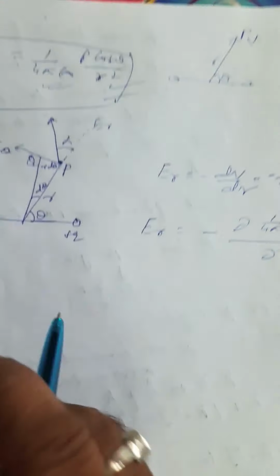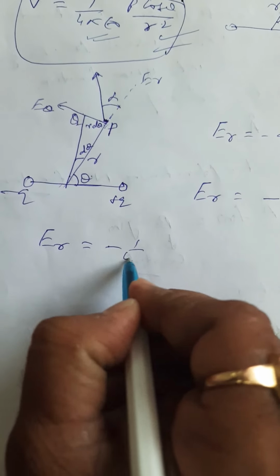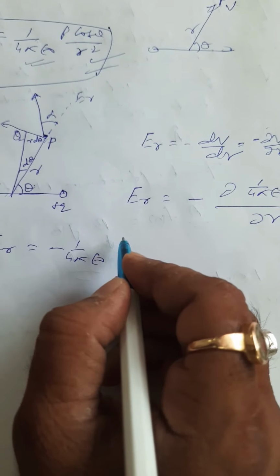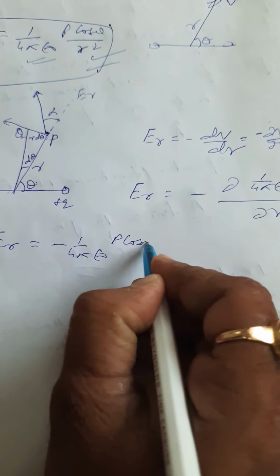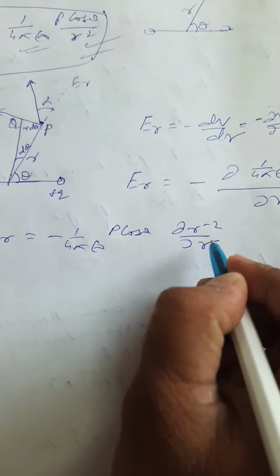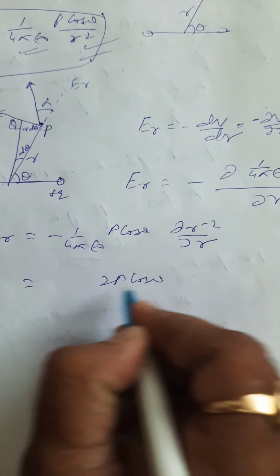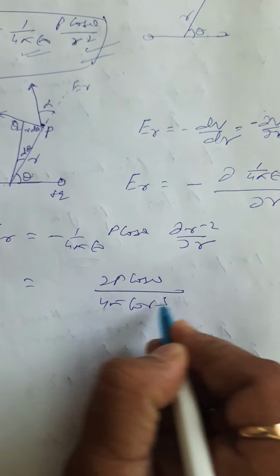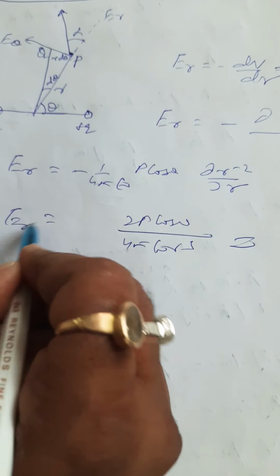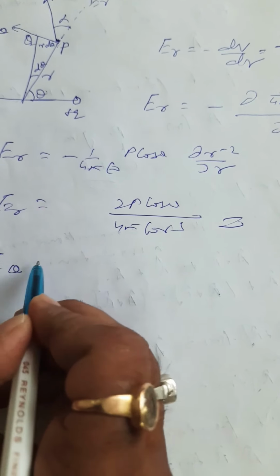So we'll have Er equal to minus 1 by 4 pi epsilon naught. Here we have considered this one to be the constant term, so p cos theta will come out, and we'll have del r to the power minus 2 by del r. Differentiating this, we'll have Er equal to 2 p cos theta by 4 pi epsilon naught r cube. So this will be the radial component, and likewise after the radial component we find out E theta.